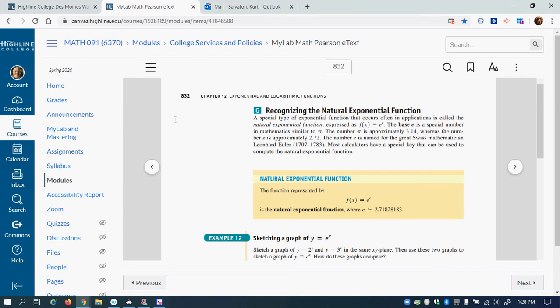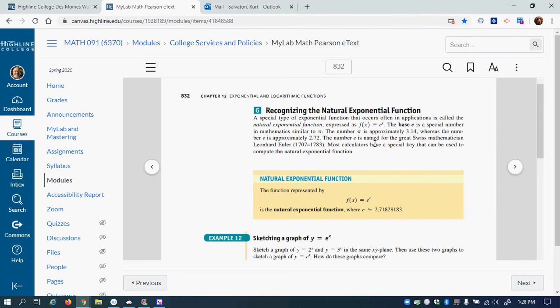Alright, so this is 12.2, and this is all about recognizing natural exponential functions. So let's read this. It says a special type of exponential function that occurs often in application is called the natural exponential function. Okay, so it's expressed as e to the x. The base e is a special number in mathematics similar to pi. The number pi is approximately 3.14, whereas the number e is approximately 2.72.